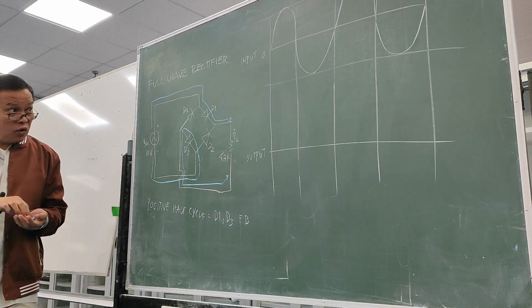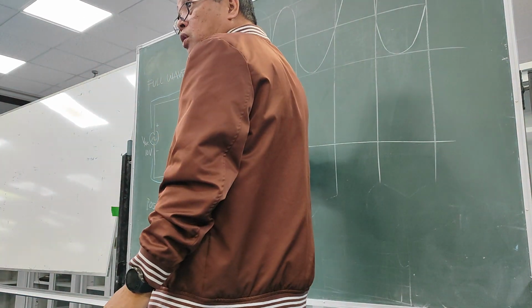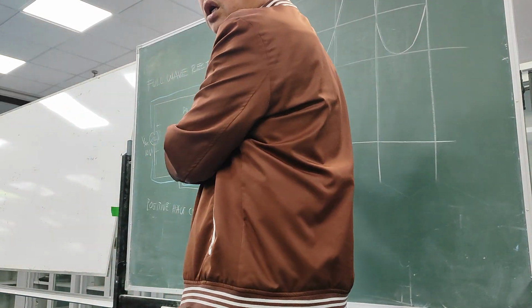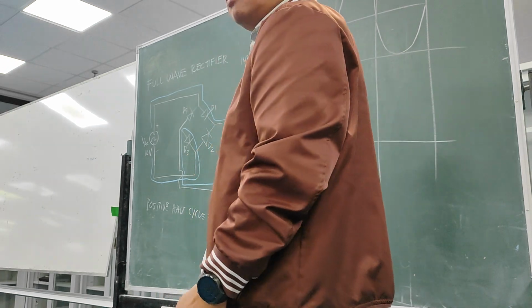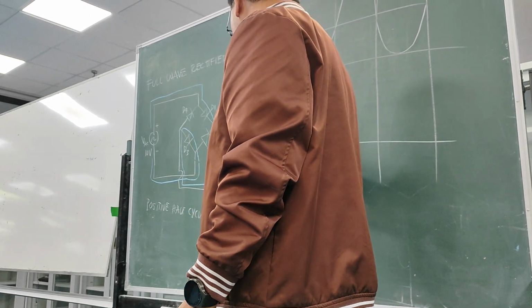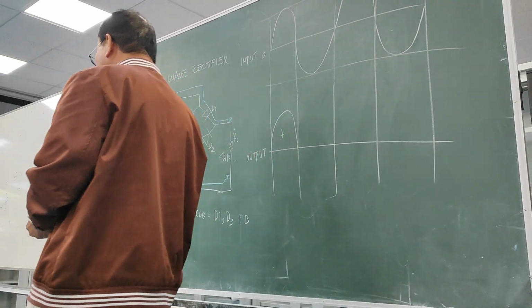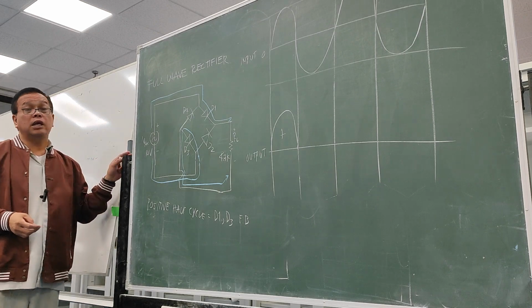So, therefore, he will get an output. Because the positive polarity and negative polarity go to the load, so there's an output. Correct? Is that right? Okay. And then next, the next one.